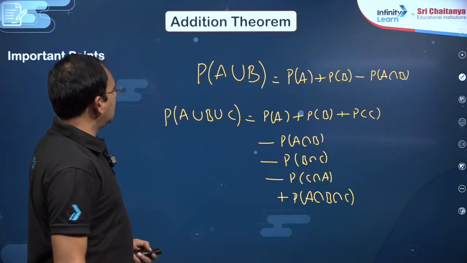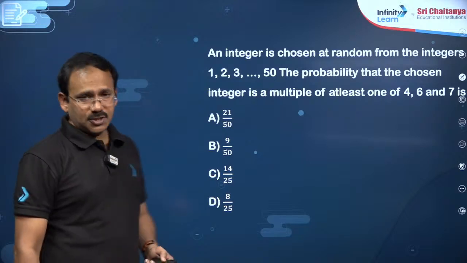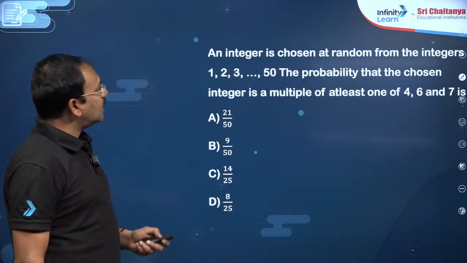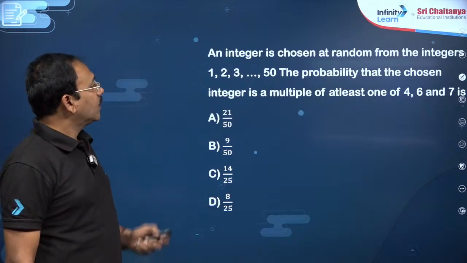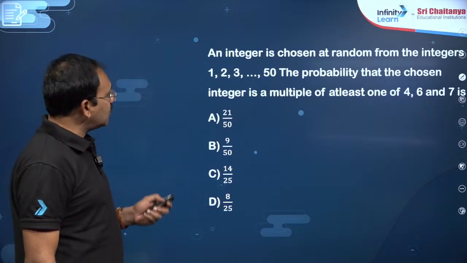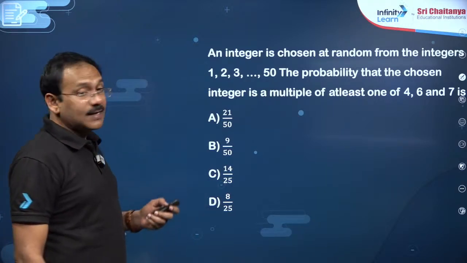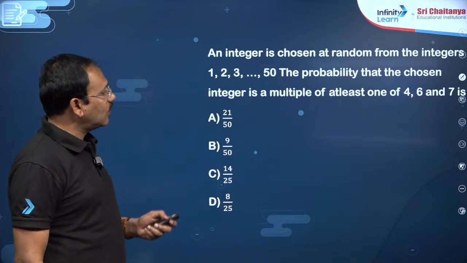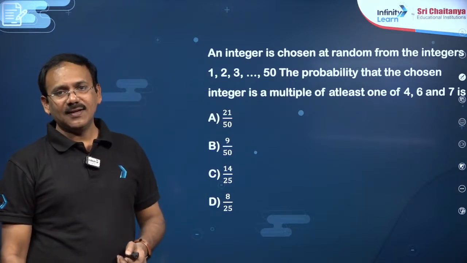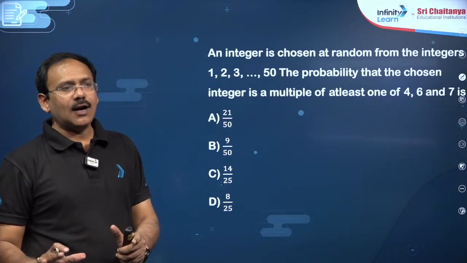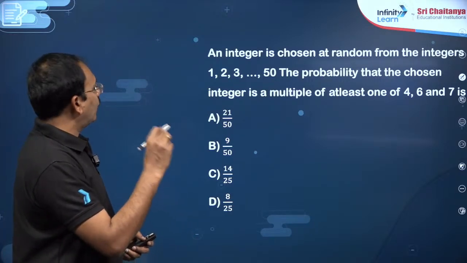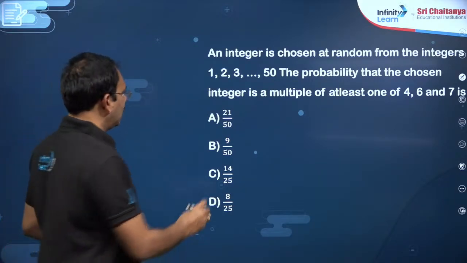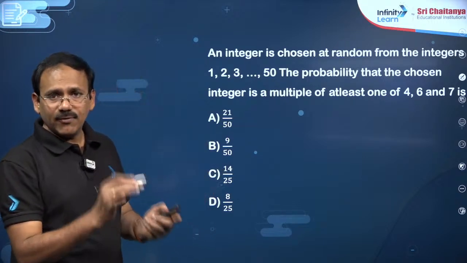Okay. Next, dear friends, you see this question: an integer is chosen at random from integers 1 to 50. The probability that the chosen integer is a multiple of at least one of 4, 6 and 7. You see here, I will give the idea here of how to solve, dear students. An integer is chosen at random from 1 to 50. Fine, okay. So the total number of selections will be 50.